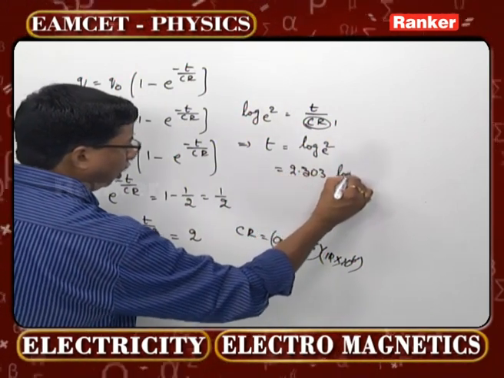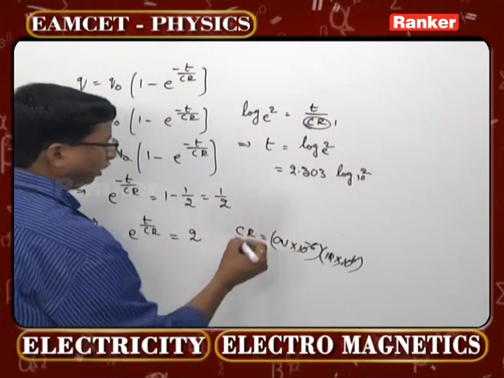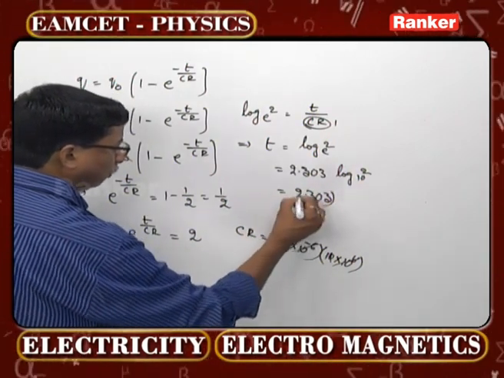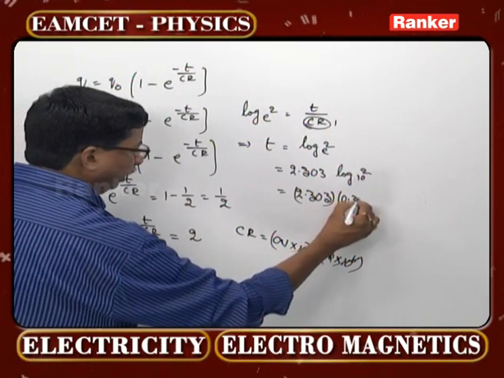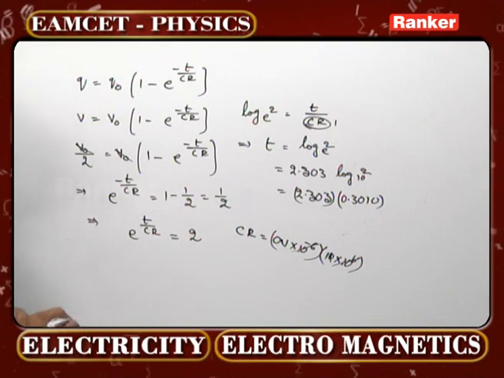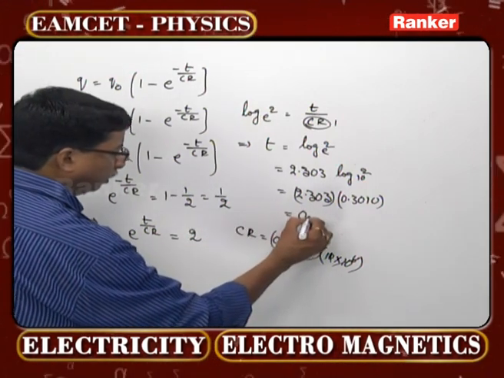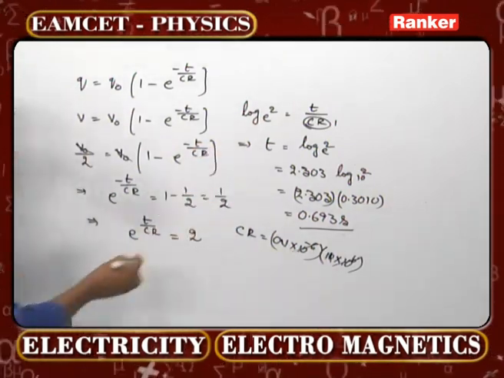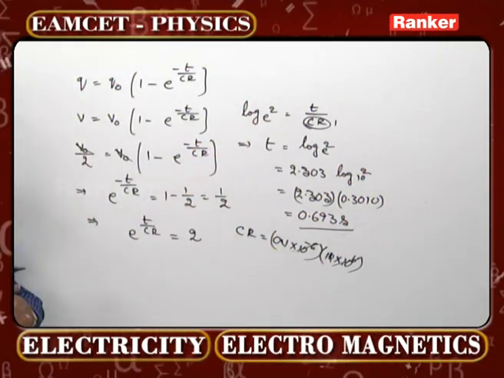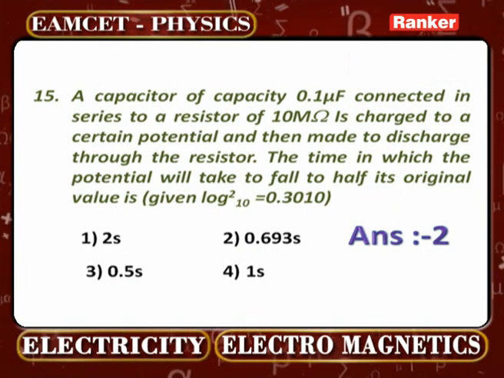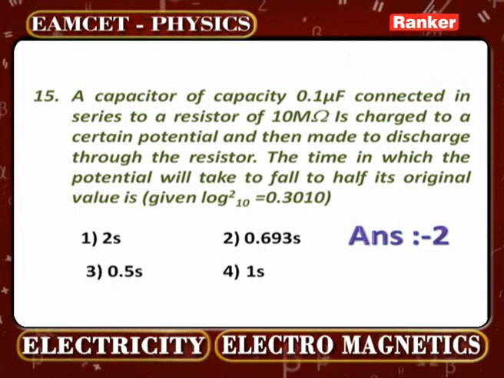2.303 into log 2 to the base 10. All of you know the log 2 to the base 10 value directly also. That is 0.3010. That value is given there in that problem also. If you multiply this, you will get 0.693 seconds. 0.693 seconds is the second option that has been given for this problem number 15. So the second option is correct for this question.